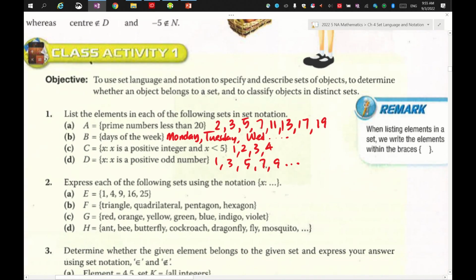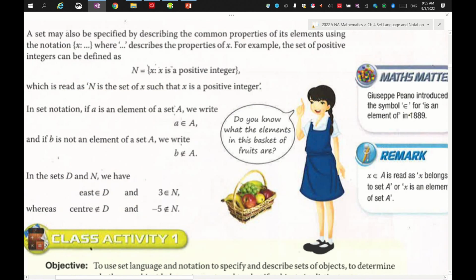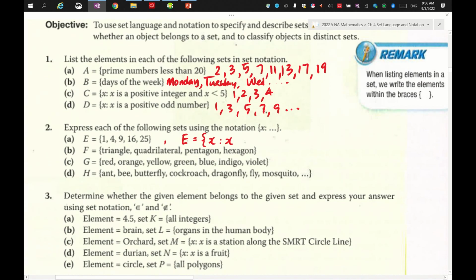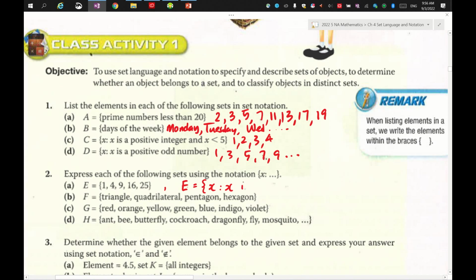Okay, express each of the following sets using the notation x colon. So I'll start with this. Set E contains the elements x, where x is, then they put a description. What's so special about these numbers? Positive, is that all? Then why do I have 2, why do I have 3? They are perfect squares, right? x is a perfect square.